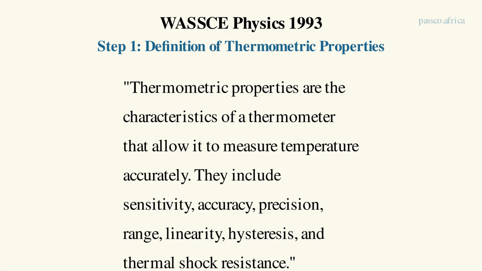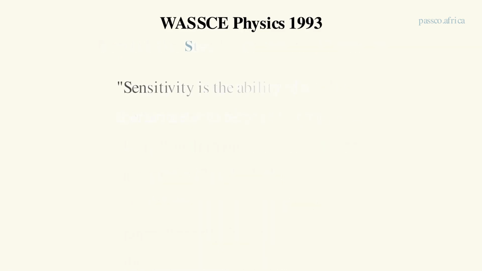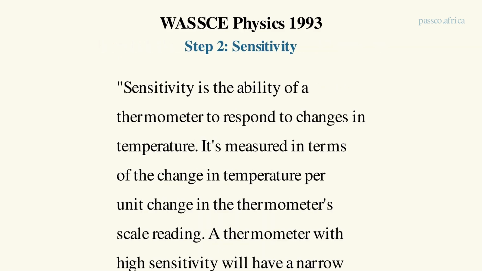Step 2. Sensitivity. Sensitivity is the ability of a thermometer to respond to changes in temperature. It's measured in terms of the change in temperature per unit change in the thermometer's scale reading. A thermometer with high sensitivity will have a narrow scale division, indicating a higher degree of precision.